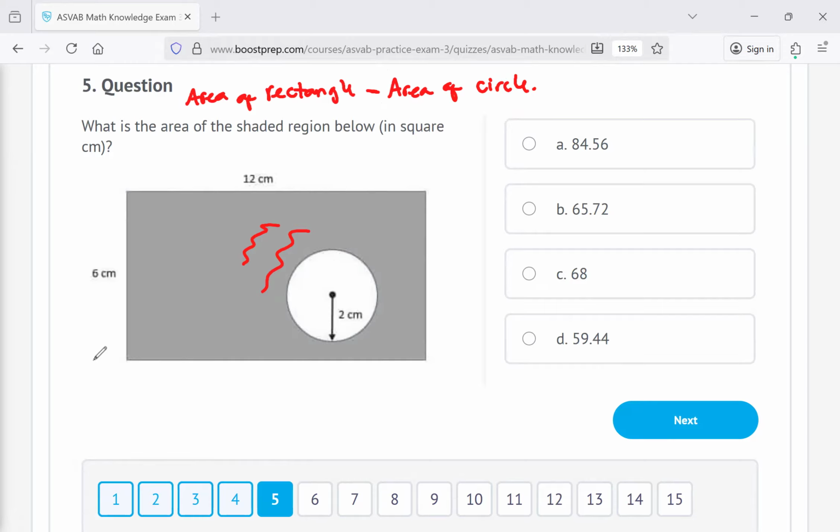Okay. So area of a rectangle is length times width. So that is 12 by 6. What's 12 by 6? 12 times 6 is 72. Without a calculator, yep, 72. Now, what is the area of a circle? The area of a circle is pi r squared. So it's going to be pi, and my radius is already given as 2. So that would be 4 pi.